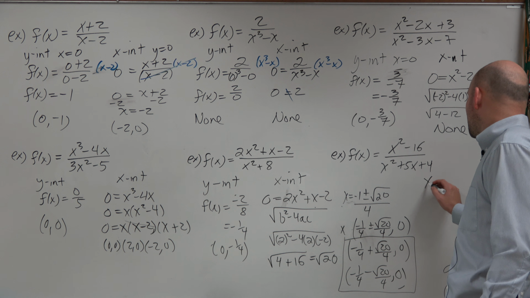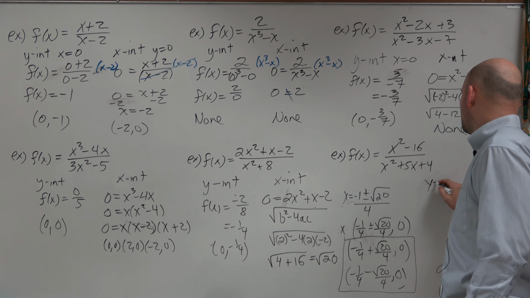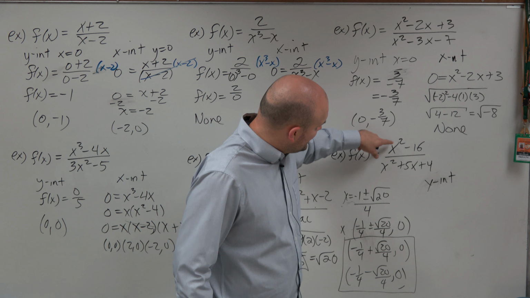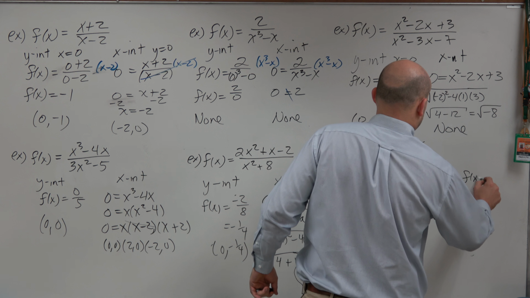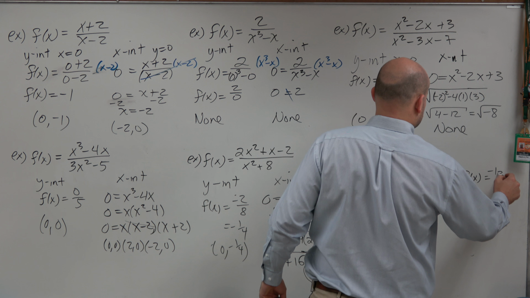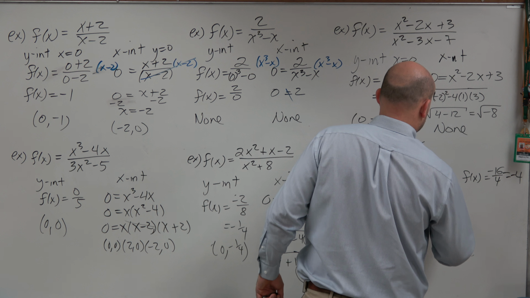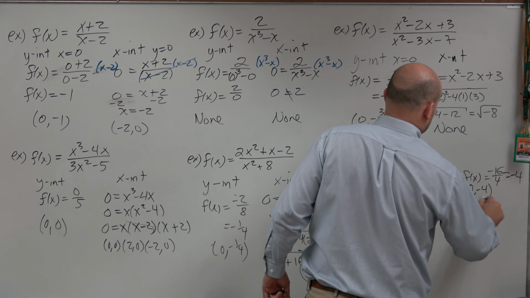Again, if I want to find the y-intercept, we always did that first. So in finding the y-intercept, you're going to plug in 0. And for all these, that goes to 0, that goes to 0, that goes to 0. You're left with f of x equals negative 16 over 4, which is equal to negative 4. So therefore, the y-intercept is going to be 0, comma, negative 4.